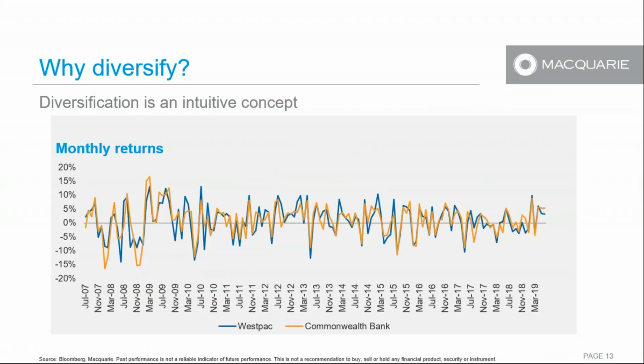Diversification is an intuitive concept. Let's take two familiar stocks on the ASX 200, Commonwealth Bank and Westpac. Here we have plotted the monthly returns of each stock going back to July 2007. As expected, due to being impacted by a lot of similar factors, both being Australian banks, both listed on the same stock exchange, the monthly returns delivered have historically moved simultaneously, not only in direction, but also in magnitude.